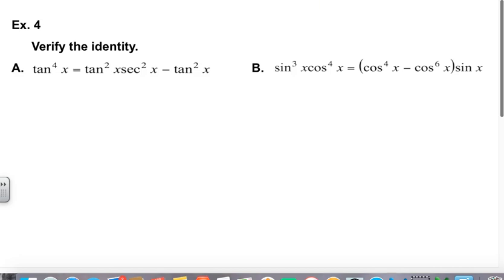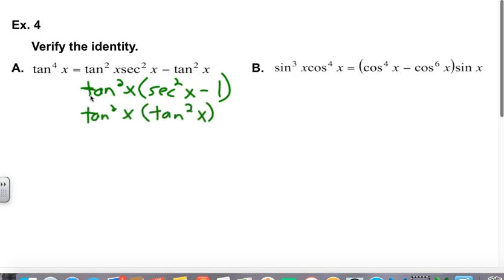All right, so right here we can change the right side into the left side. First of all, notice they both have a tangent squared x, so let's factor that out. Tangent squared x, that leaves secant squared x minus 1. Then using a Pythagorean identity, we know that secant squared minus 1 is tangent squared. So I'm going to have tangent squared x times tangent squared x, which is tangent to the fourth of x. So now I've confirmed that my right side is the same as my left side.